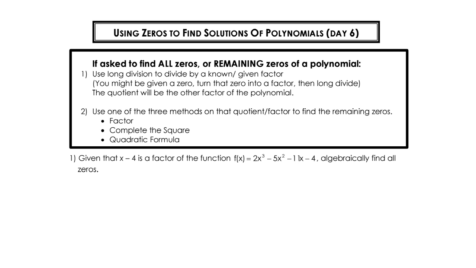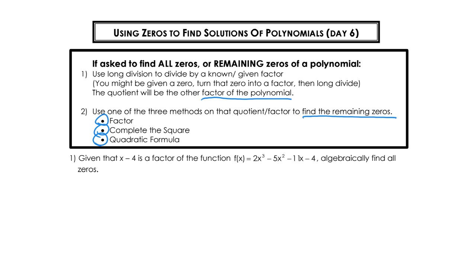Hey guys, we're on day 6 of Unit 10, and we are going to talk about using zeros to find solutions of polynomials. It says, if asked to find all zeros or remaining zeros of the polynomial, we're going to use long division to divide by a known or given factor. You might be given a zero, but make sure you turn that zero back into a factor and then long divide. The quotient will be the other factor of the polynomial. Once we have that other factor, we can use one of our 3 methods of factoring, completing the square, or quadratic formula to find the remaining zeros.